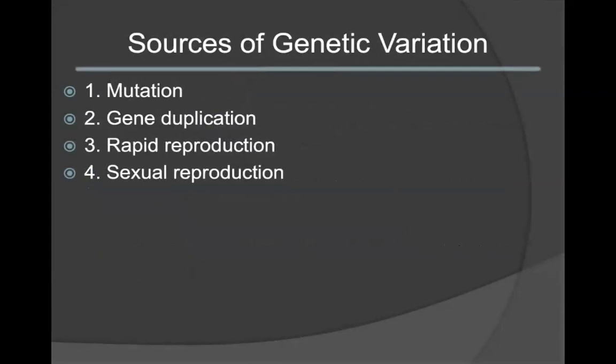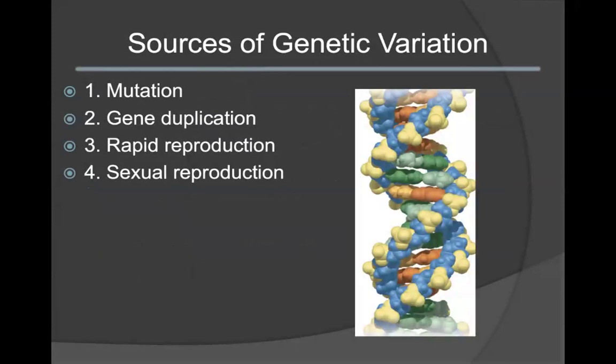There are many sources of genetic variation within a population. Genetic variation can result from mutations in the DNA sequence, from gene duplication, from rapid reproduction rates, and also from sexual reproduction processes. We are now going to take a look at each of these processes.